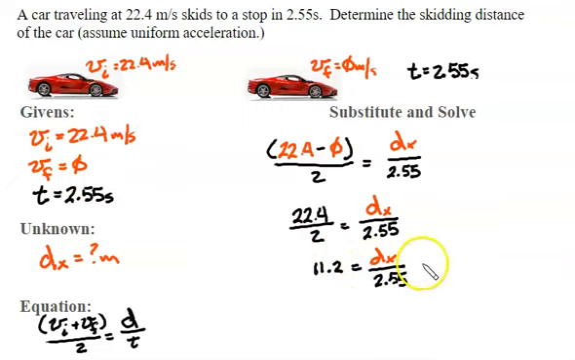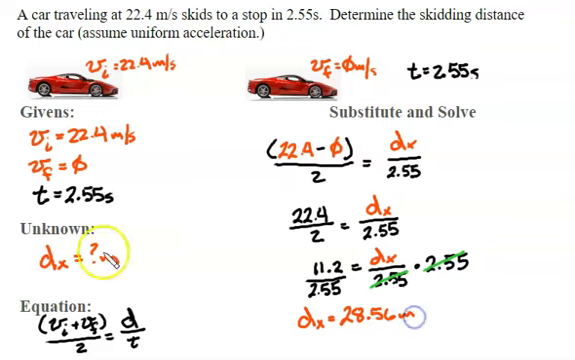In order to get displacement all by itself, I'm going to do the opposite, so I'm going to multiply by 2.55, and I do that so that the numbers cancel. But whatever I do to the right, I have to do to the left as well, 2.55. And when I do the math, I see that displacement in the x equals 28.56 meters.